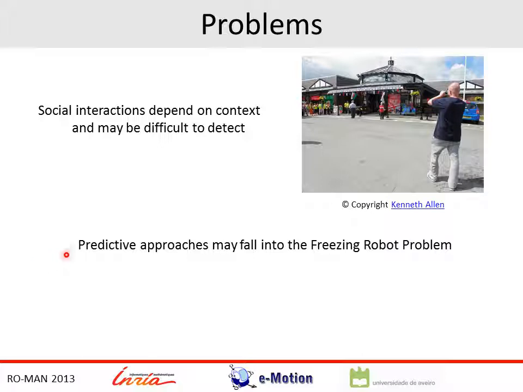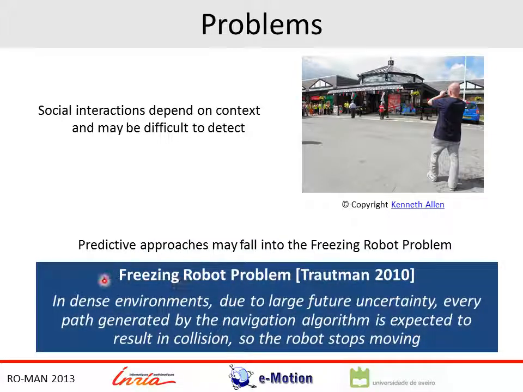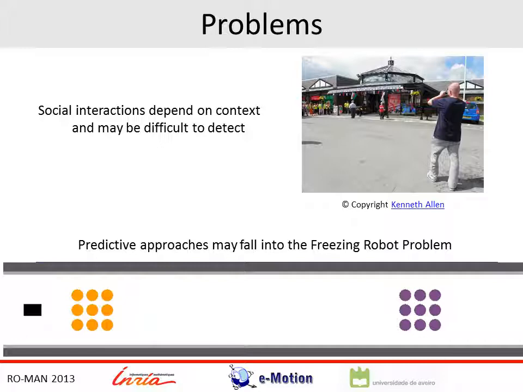Another problem of the predictive approaches is that they may fall into the freezing robot problem. The freezing robot problem was stated by Trautman, and it says that in dense environments, due to the large future uncertainty, every path generated by the navigation algorithm may result in a collision, so the robot cannot find a solution. To better understand this problem, here is a small video.